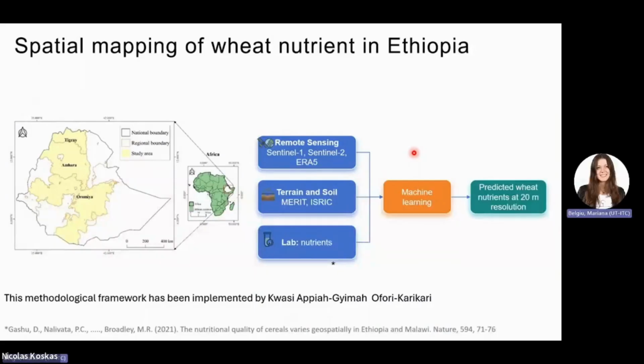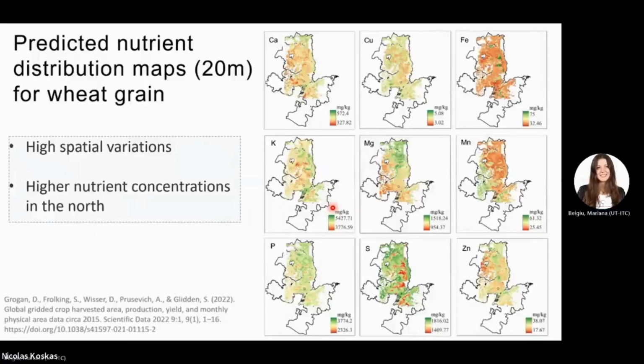There is a bit of a difference between this approach and the one that I presented before. In the one that I presented before, we used only satellite images, so hyperspectral images. In this case, we also used other spatially explicit covariates that explain different environmental conditions. Think of soil properties, think of elevation, think of precipitation and temperature, and so on. I implemented that method. We generated, again, the maps that show the spatial variation of nutrients across Tigray, Oromia, Amhara.